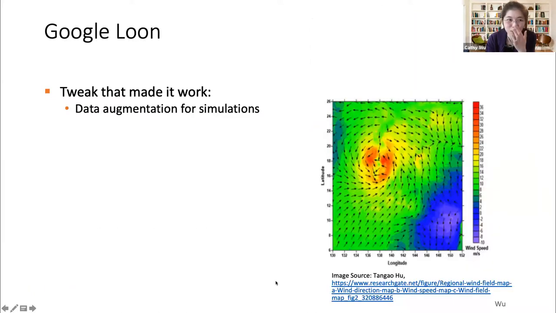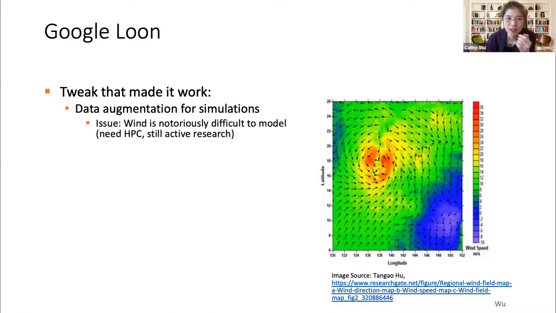Okay, so some tweaks that made it work. One important aspect is data augmentation. Again, wind is very difficult to model. It's still active research. It requires high performance computing right now. So the solution is to use data from previous balloon flights, but that's not enough.